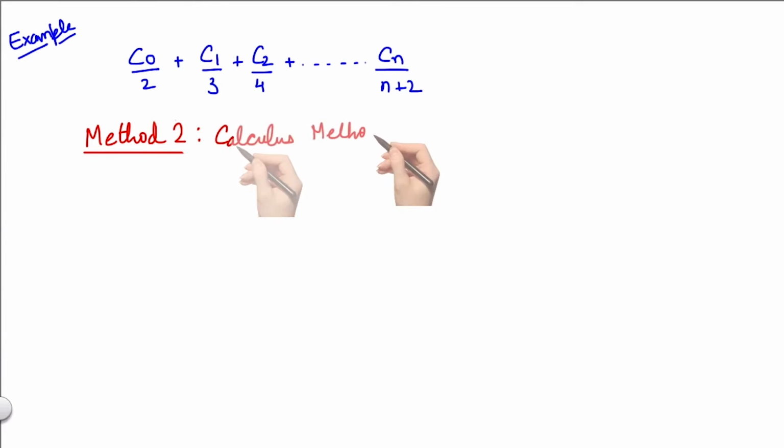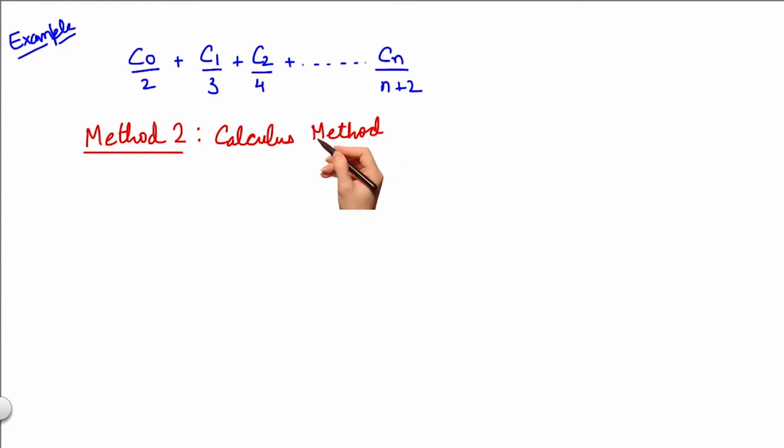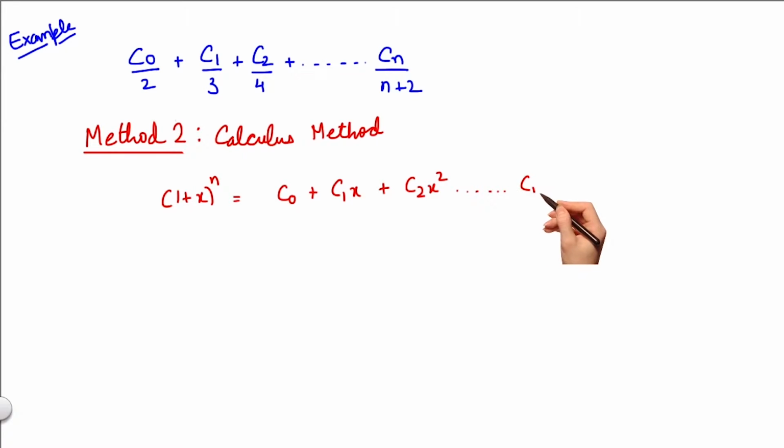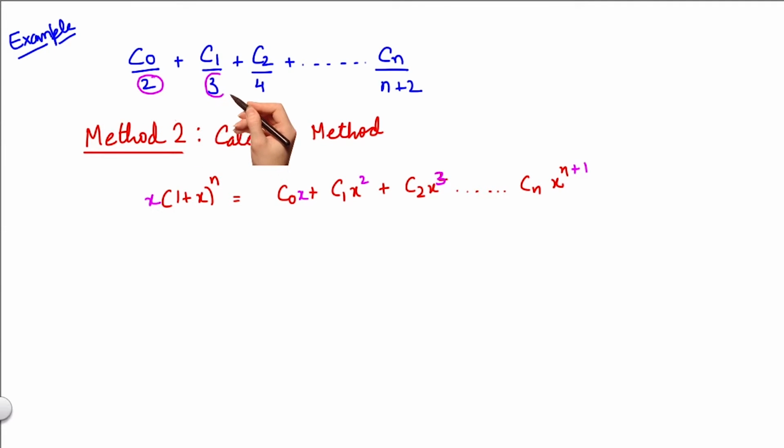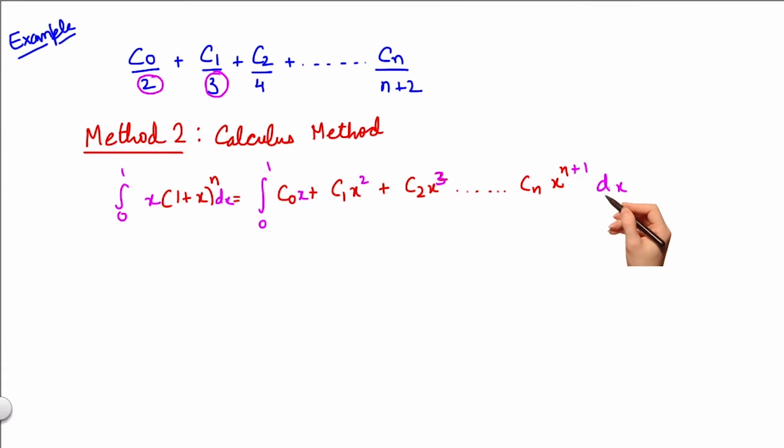So let's move to the calculus method. We will start with the expansion of 1 plus x to the power n, then multiply both sides with x. We are multiplying this because we need r plus 1 in the denominator. Next, we will need to integrate both left hand side and the right hand side with respect to x with limits going from 0 to 1.